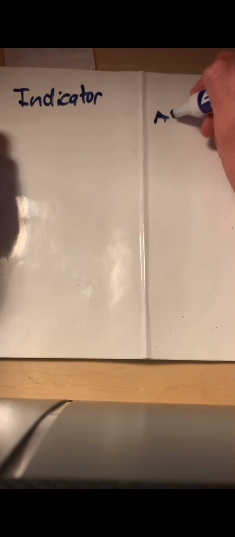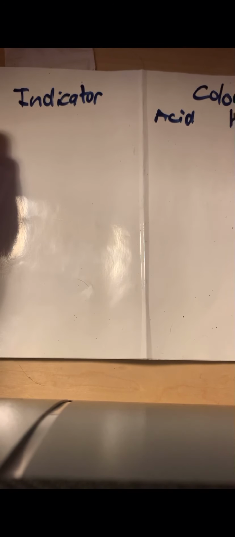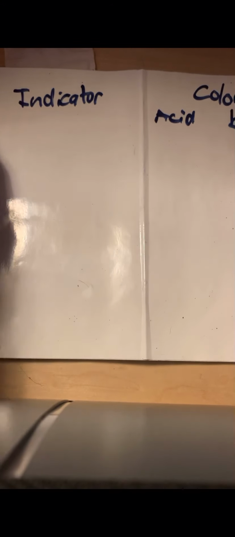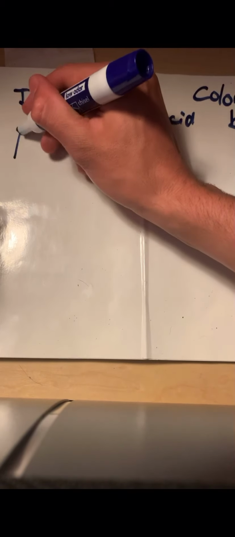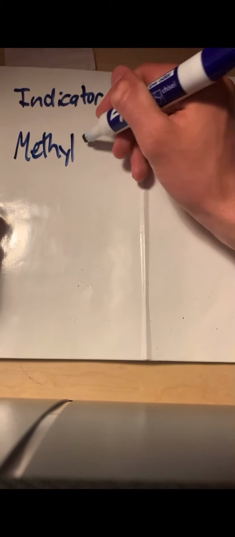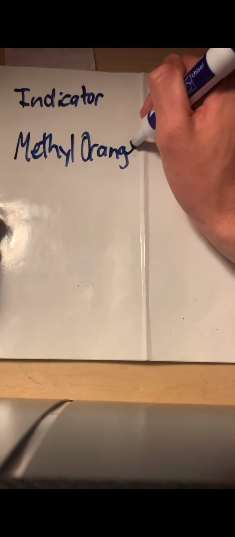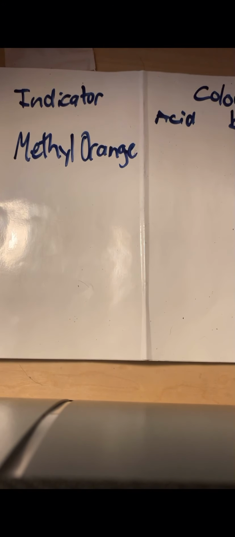indicator, and then color for acid and base. So, the first one I looked at was methyl orange. Now, when you see this, you might assume that one of the colors is going to be orange. And it's almost right. When this comes in contact with acid, the color is going to turn red, so close to orange. And now when it comes in contact with the base, it's going to turn yellow.